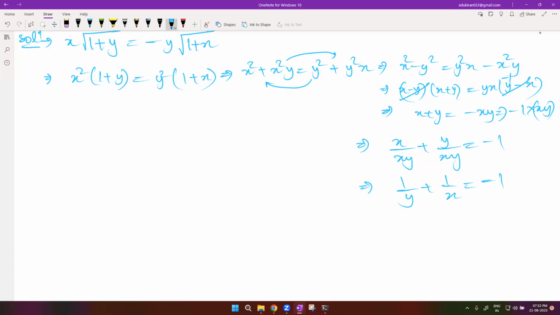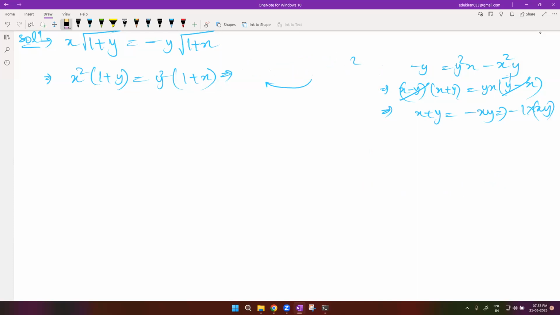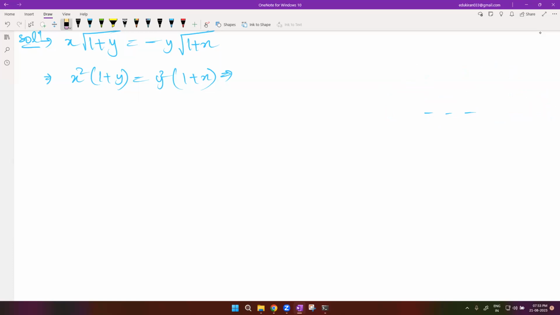Basically, I'm trying to find out y in terms of x. So y in terms of x can be found out rather easily. Sorry, my bad. All the steps were same. Sorry, I'm just writing it in the correct form. Every step is same. Whatever you have written was correct.